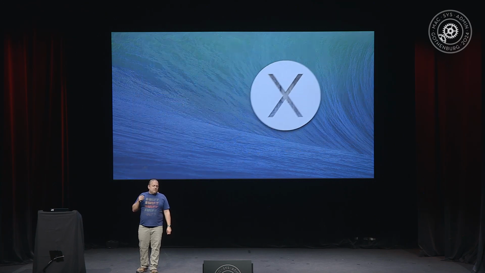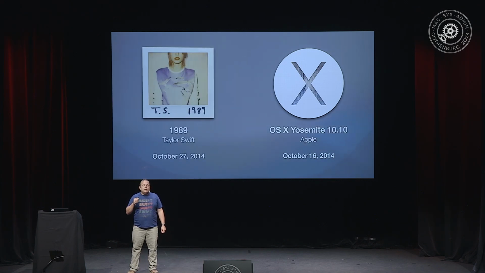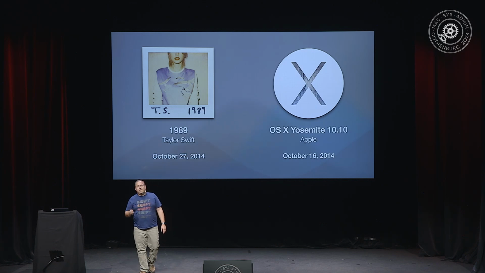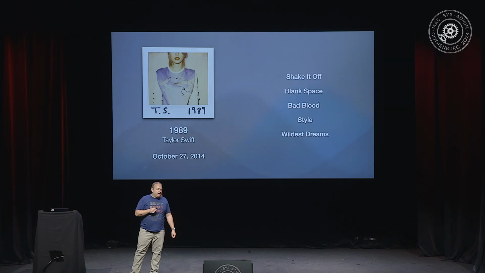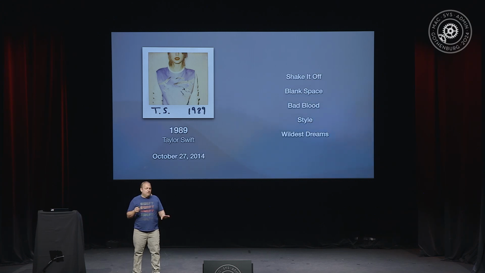And 10.10 Yosemite was introduced in October 2014, pretty much at the same time as Taylor Swift introduced her album 1989, bit of a confusing name here, which truly established her as a pop icon and superstar with hits such as Shake It Off, Blank Space, Bad Blood, Style, and Wildest Dreams. And even if the titles don't tell you anything, if you hear the songs, you will sing along. I promise that.